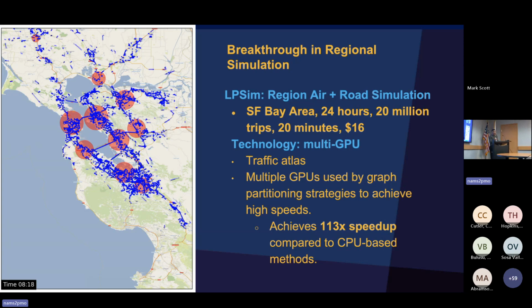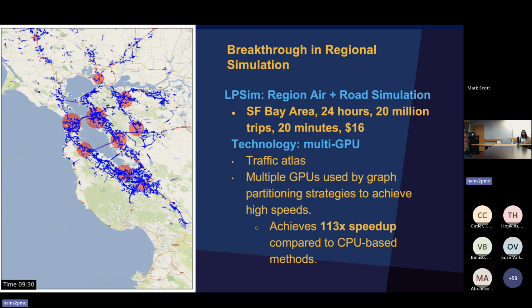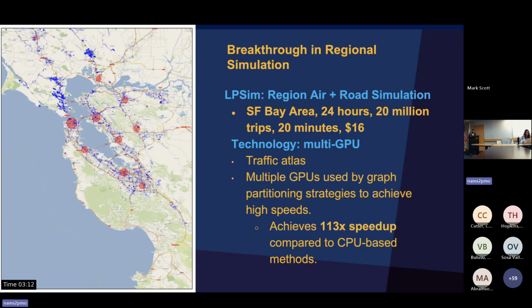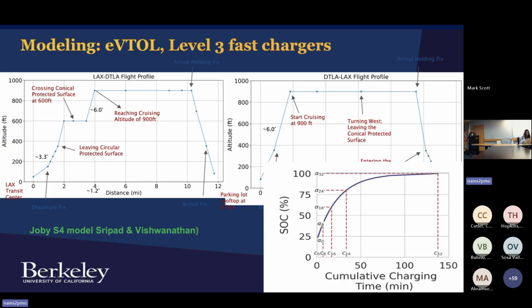So you run 100 simulations, which is typically what you would do to get a convergent fixed point. You've spent about $1,600, right? So that's the cost. It's multi-GPU, and compared to what was there before, we sped it up by a factor of 100, right? So it was 20 times 100 minutes. It was a big problem.